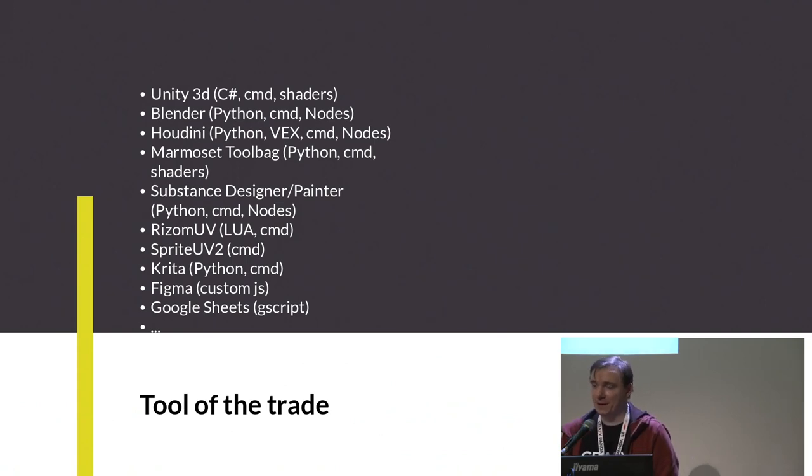During that time, I've had a lot of tools that I had to use. Here are some of them. So you've got Unity, you've got Blender, you've got Houdini, Marmoset Toolbag, Substance Designer and Painter, Rhizome UV, Sprite UV, Krita, Figma, Google Sheets, and that is just the top of the list. Point is that I've dabbled in a lot of tools in a very different way from the usual, because you see, there's command line, there's Python, there's Lua and other languages. What I want to share with you today is based on my spilled blood and tears from that time, so that you don't have to.